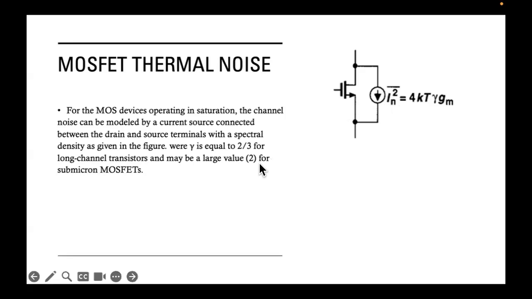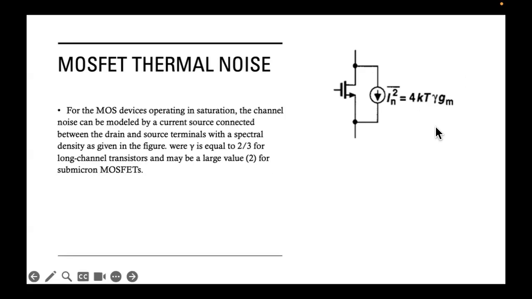When it is less than 1 micrometer, for example in 60 nanometer, 80 nanometer, or 180 nanometer technology, these famous sub-micrometer technologies, you can take gamma to be 2. And gm is a very famous parameter.